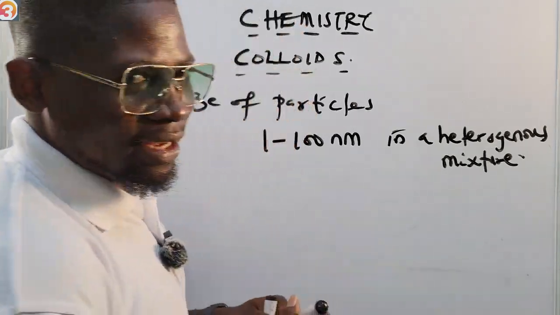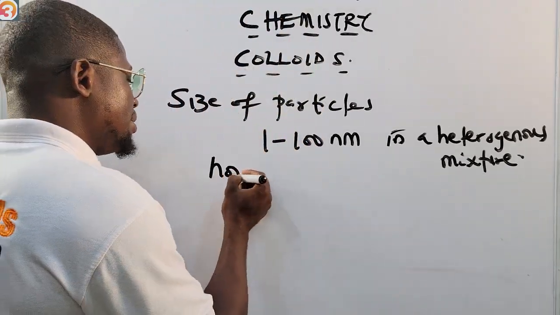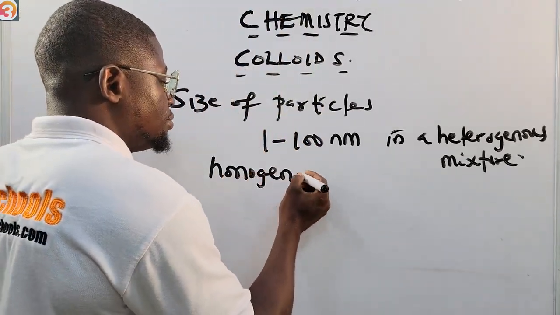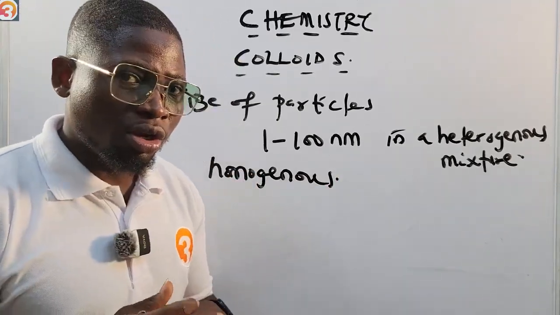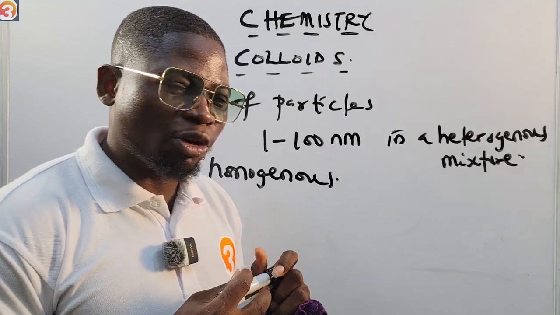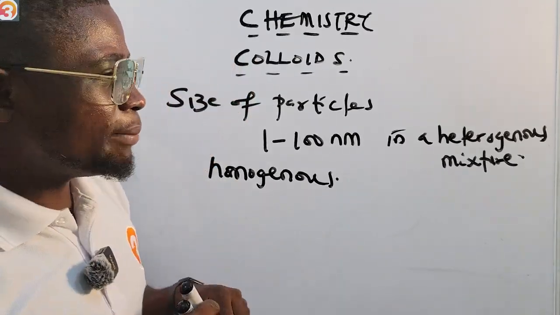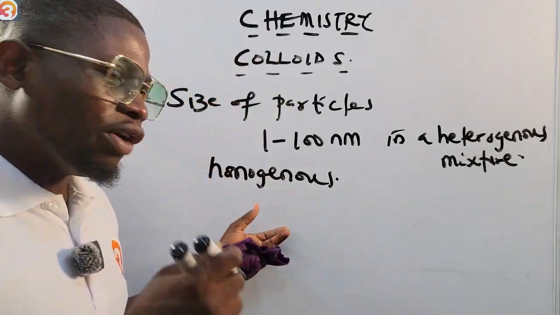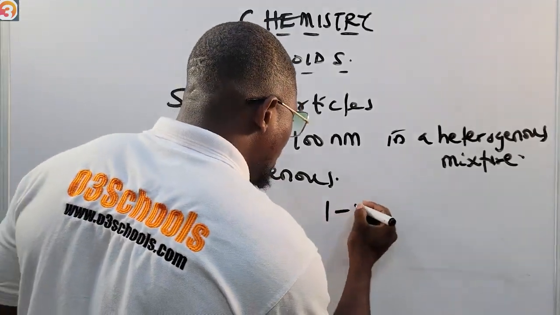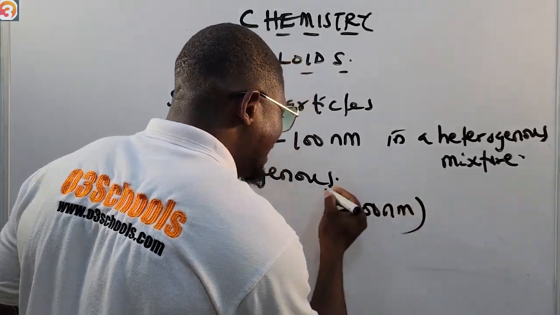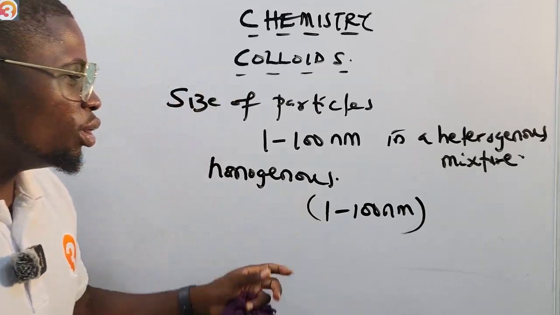Take for example your milk. Most of you would think milk is a homogeneous mixture because milk is smooth. But milk is not a homogeneous mixture. It's heterogeneous, because if you take a microscope to check the size of particles of the milk that you are drinking, you see that it is between 1 to 100 nanometers, and that classifies it as a heterogeneous mixture.